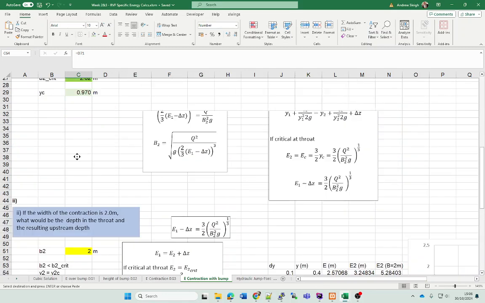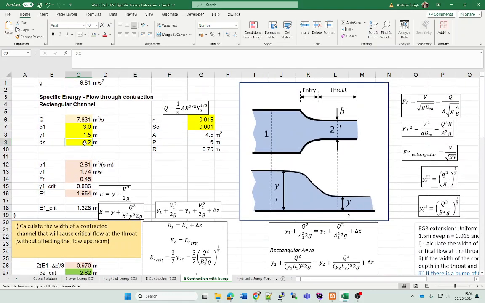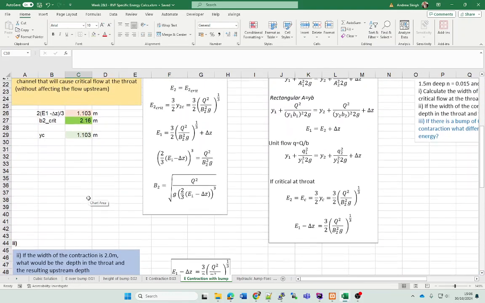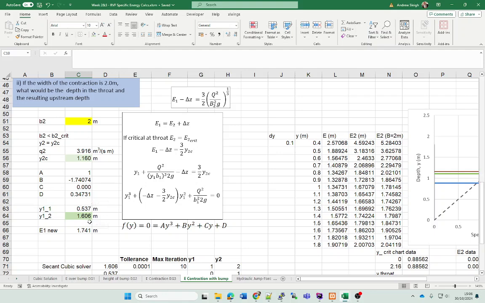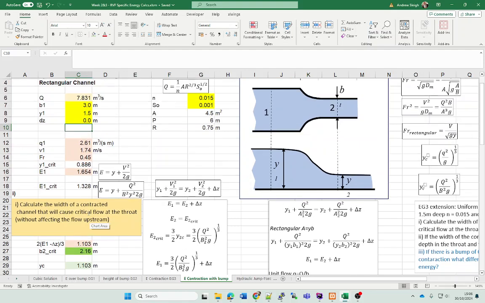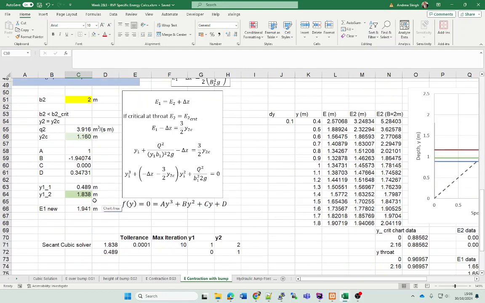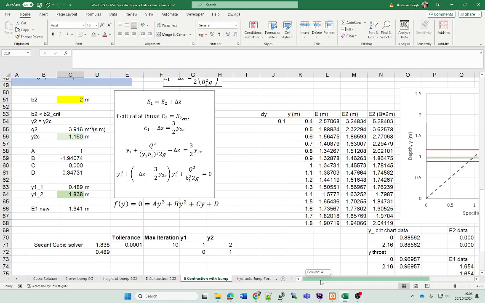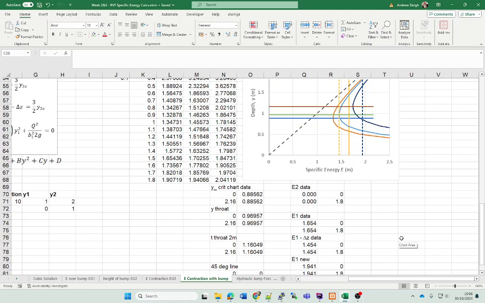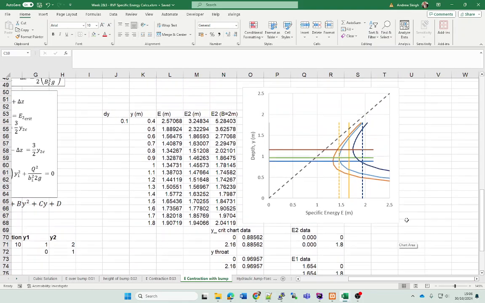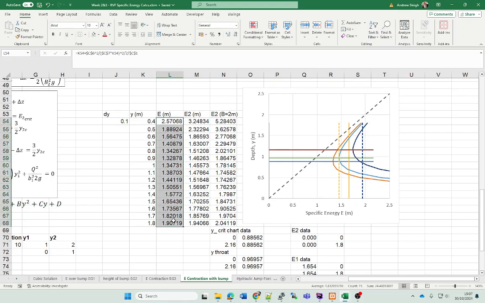Well, if it was a 0 bump, it was increased from 1.5 to 1.6. If it was a 0.2 bump, it goes up to 1.84. So more than the height of the bump. Let's have a look at what the energy curves look like. Well, I've plotted the energy curves for you from these tables here.